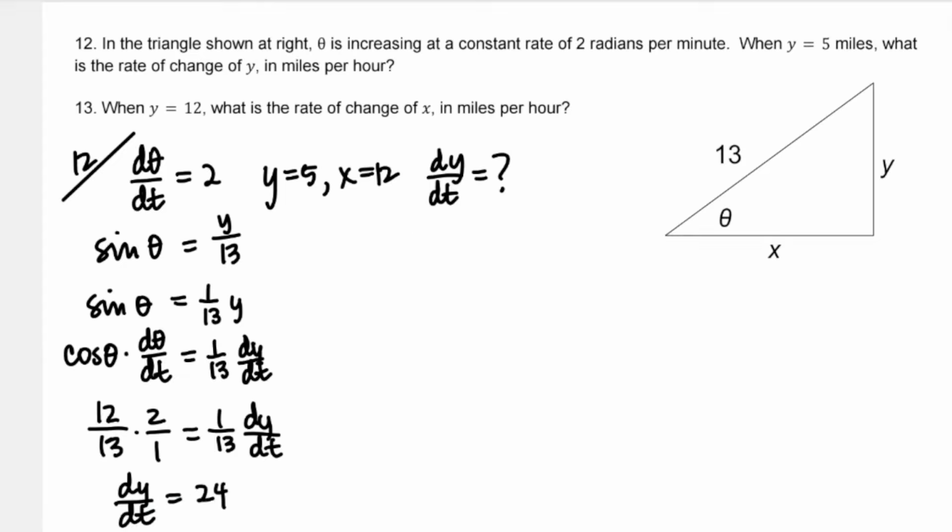And then for number 13, I'm going to say, all right, the thing we changed is, okay, y is equal to 12, and then that means that x is equal to 5. What's the rate of change of x? But d theta/dt is still 2. So we said number 12, theta is just increasing at a constant rate of 2 radians per minute at all minutes. Okay, so d theta/dt equals positive 2.